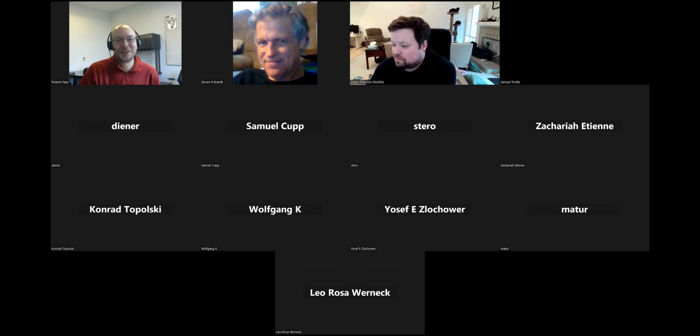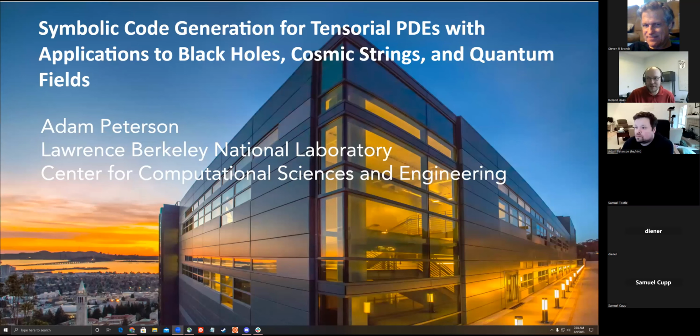Symbolic Code Generation for Tensorial Partial Differential Equations with Applications to Black Holes, Cosmic Strings, and Quantum Fields. So in particular, of interest to us is that Adam actually implemented these things on top of the AMReX code, which is the basis for the new CarpetX driver. And among these things, there's also a BSSN set of equations that were used to evolve black holes. But this is mostly something where we want to see how to use AMReX in this particular scheme for a physical system that we care about.